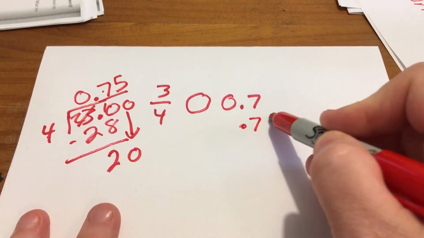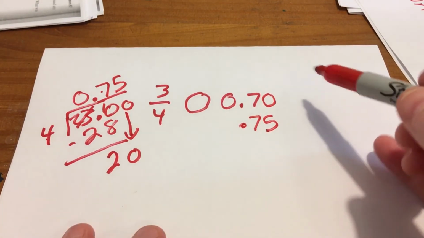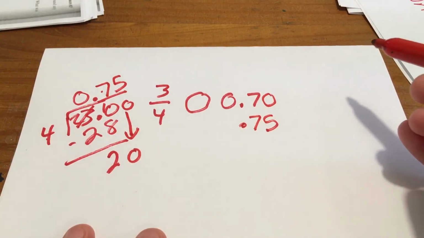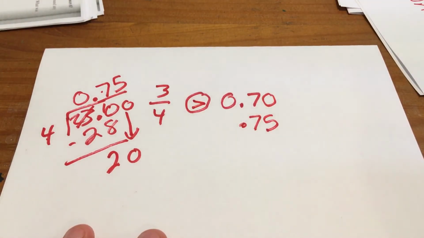Let's line them up. Add zeros to make them have the same number of digits. What's smaller, 70 or 75? 70. So we point to the 0.70.